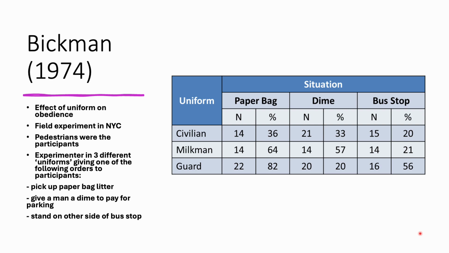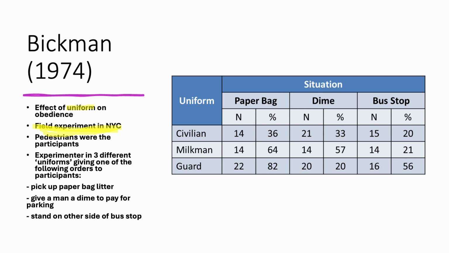So Bickman conducted a piece of research into the effect of uniform on obedience. So you've got Milgram's variation of 20% obedience when the experimenter was in plain clothes, but you've also got a completely different study which was done by Bickman. It was a field experiment that was conducted in New York City, and the pedestrians were the participants. That's why it's a field experiment.